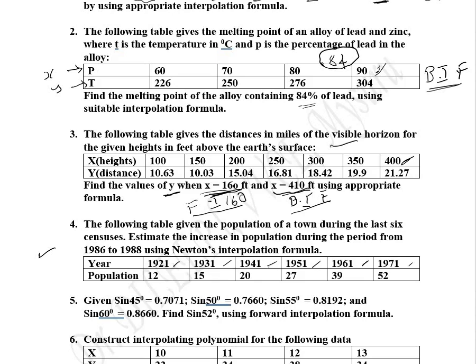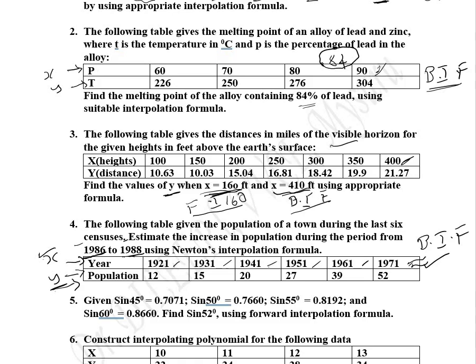So no need to find the cumulative frequency. Just construct the table using the given data. First, find the value of y. I will treat the population as y and year as x. Find the value of y when x is equal to 1986. And once again find the value of y using x is equal to 1988. Observe, both 1986 and 1988 are nearer to the last value of x. So use the backward interpolation formula when you are going to find y at these 2 points.